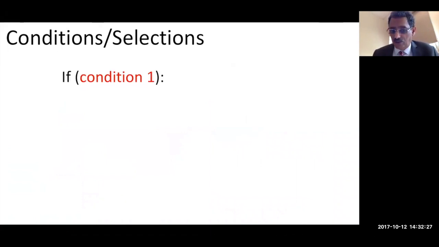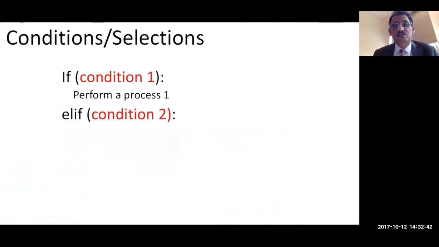If condition 1 is there and met, you do a process. Now, if that condition is not met, I need to put another condition. Not only jump to else directly, I need to put another condition. So in this case, I can use in Python something called elif, else if.